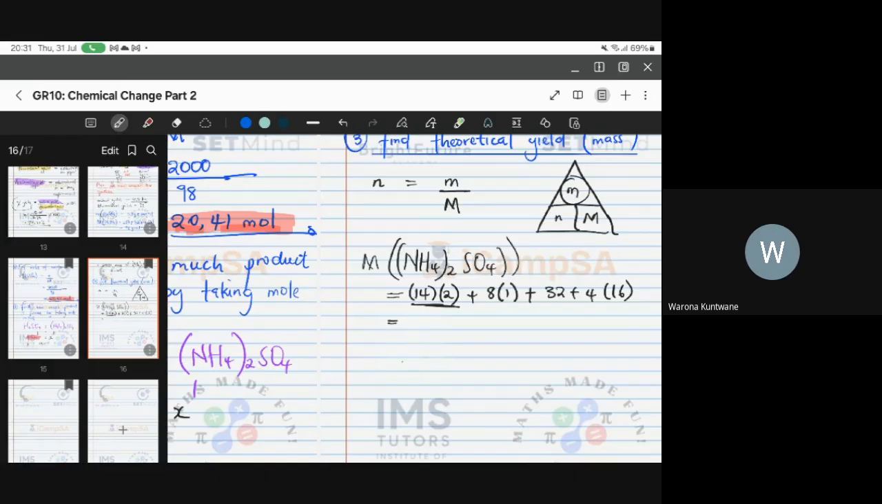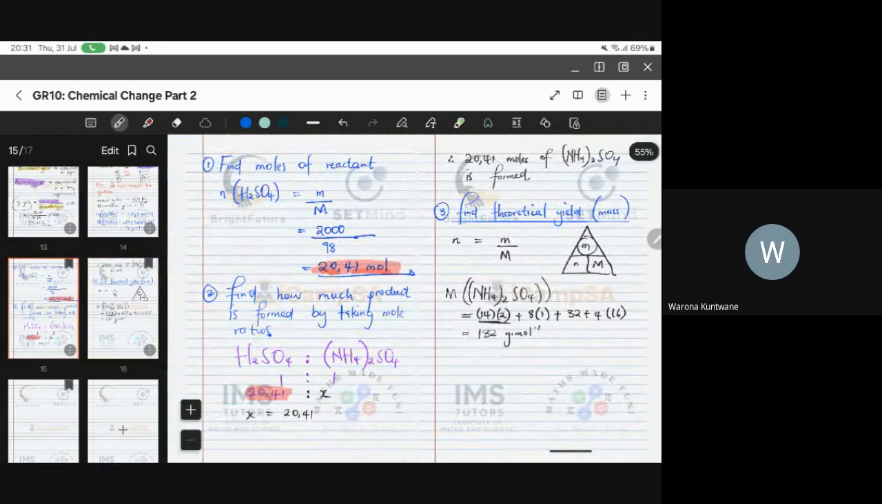What will happen now? We'll have 28 plus 8 plus 32 plus 4 times 16. So this is 132 grams per mole. So what is now our theoretical yield? m is nM, which is 20.41 times 132. That is 2694.12 grams. That is our theoretical yield.